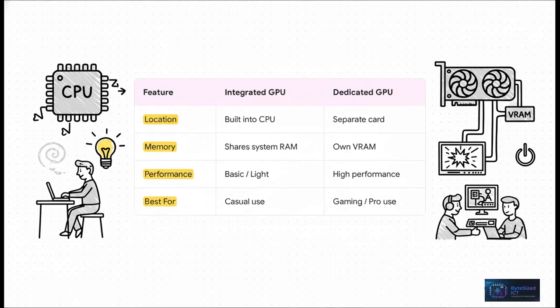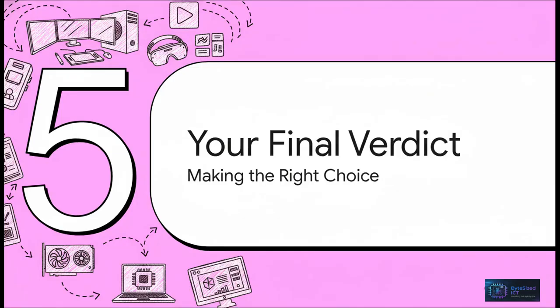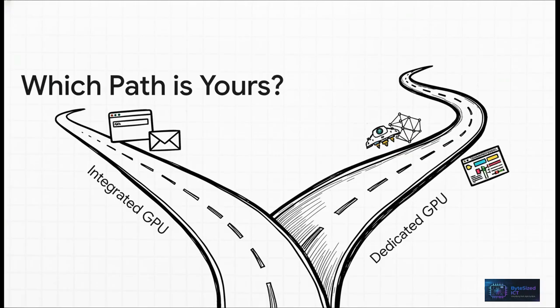All right, so let's bring it all home. How do you make the right choice for you? Honestly, it really just boils down to one simple question. What kind of user are you? So basically, you've got two clear paths to choose from. Path number one, the integrated GPU. This is perfect if your computer life is mostly about browsing the web, streaming Netflix, and using things like Word or Excel. It's energy efficient, it keeps the cost of the computer down, and it does the job perfectly for everyday stuff.